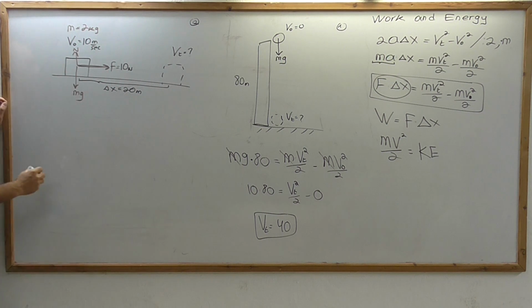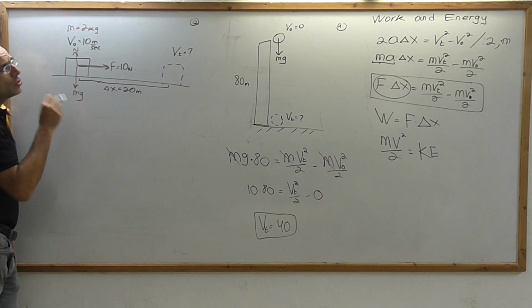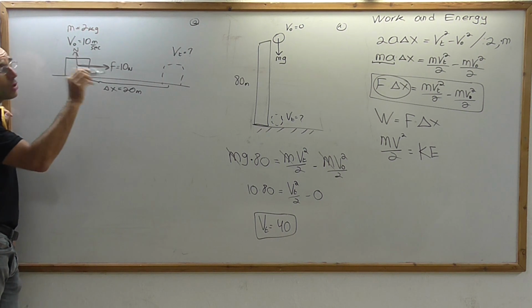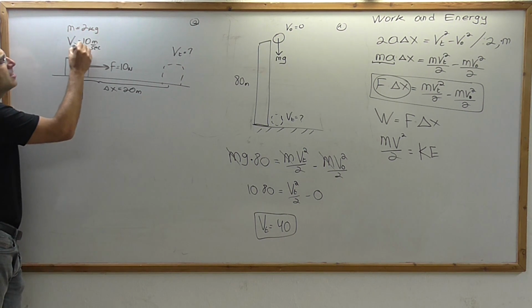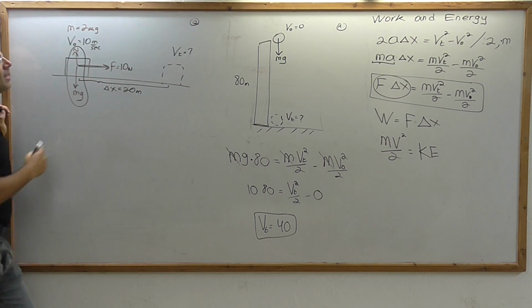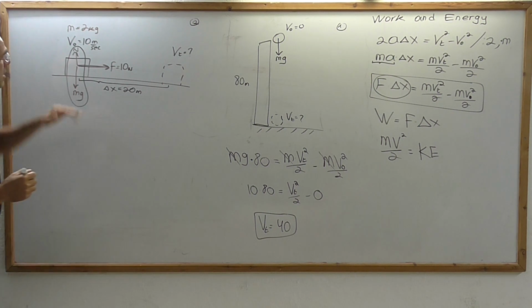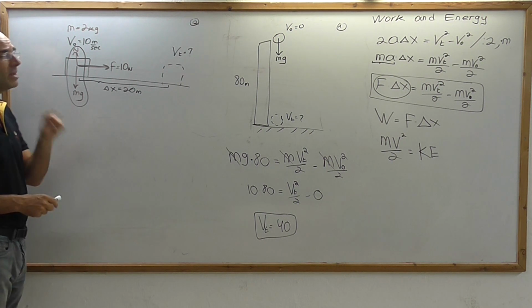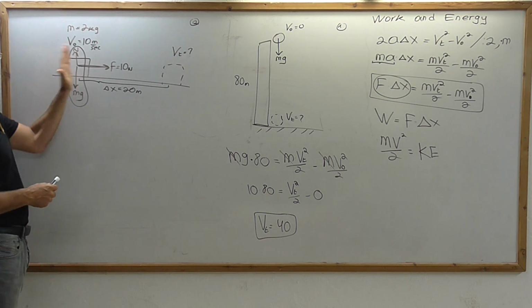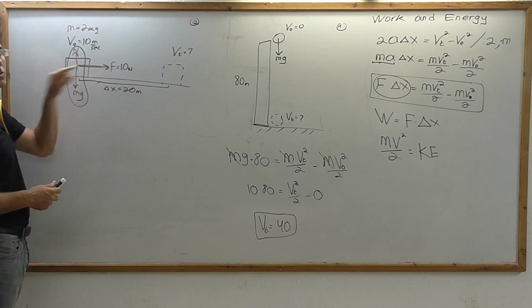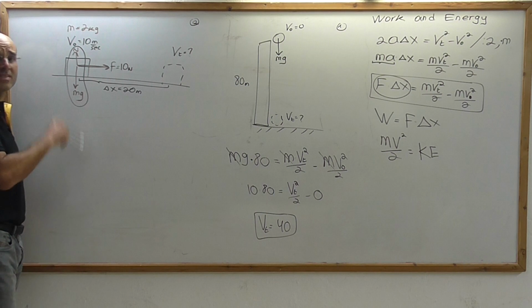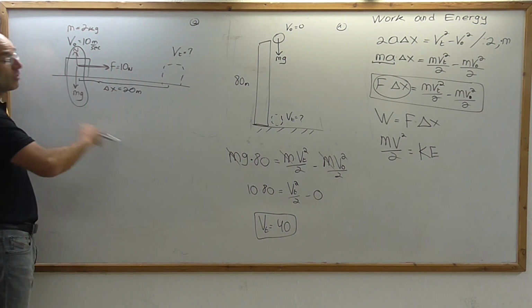According to this equation, I need to write this equation, talk about each force. These 2 forces are perpendicular to the delta x. They are 90 degrees, so the work will be 0, so they don't count. Only this force counts, because when we use this equation, we want only the force with the direction of the delta x, of the displacement.